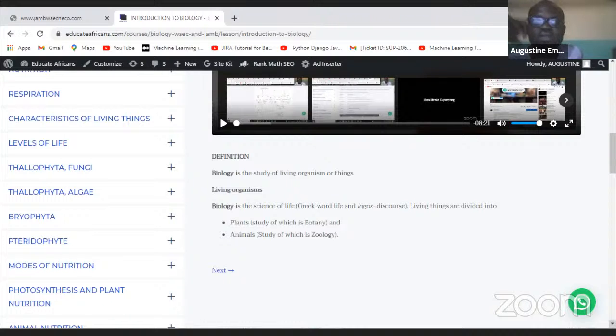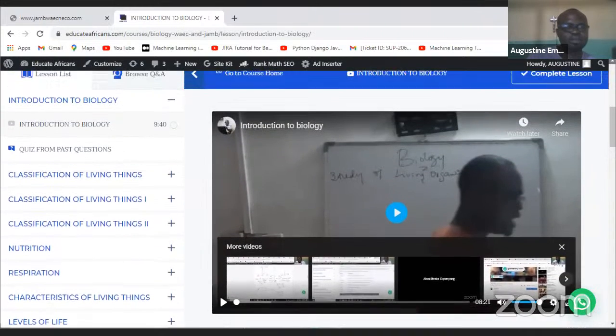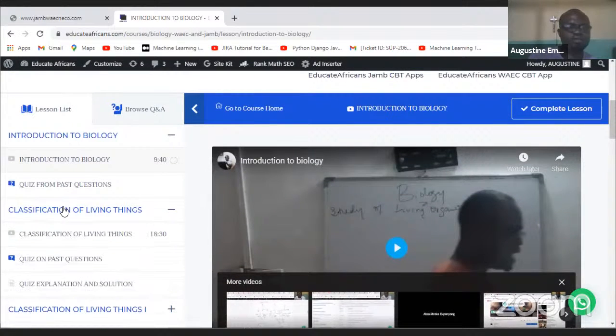These living things that we study are classified into two. We have the plants, and we have the animals. The study of plants is known as botany, whereas the study of animals is known as zoology. So the combination of the study of plants and the study of animals gives you biology, bio standing for life, logos standing for discourse, which is another word for study.